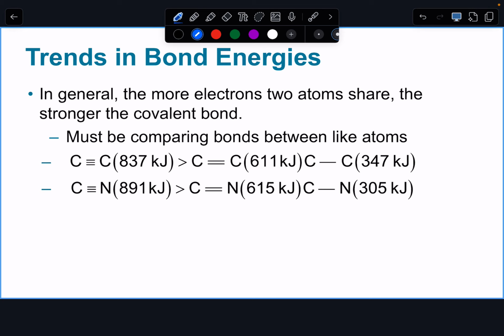This only works if you're comparing the same two atoms. You can do this with carbon and carbon, or carbon and nitrogen. But you can't compare a carbon-carbon single bond to a fluorine-fluorine single or double bond, or an oxygen-oxygen double bond. That doesn't work because fluorine doesn't form double bonds. You have to compare the same two atoms.